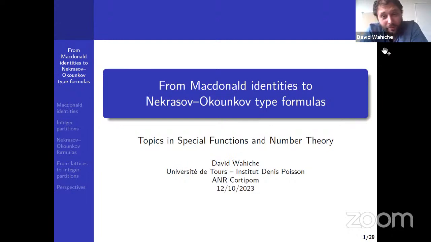So what I'll talk about today are some results extracted from my PhD, which can be found on arXiv, where the title is rather long and probably unreadable, but it's from Macdonald identities to Nekrasov-Okounkov type formulas. I was doing my PhD under the supervision of Frédéric Jouhet in Lyon, and now I'm a postdoc within the ANR Cortipom at the University of Tours under the supervision of Cédric Lecouvey, and I'll try to mention some partial results we had with Cédric with respect to what I did during my PhD.